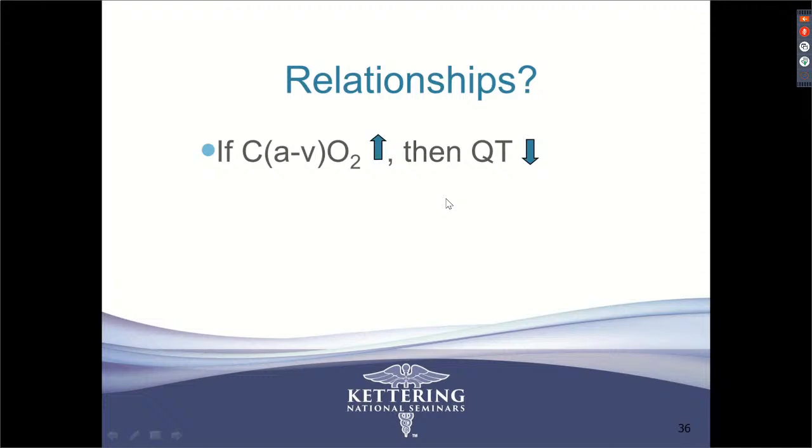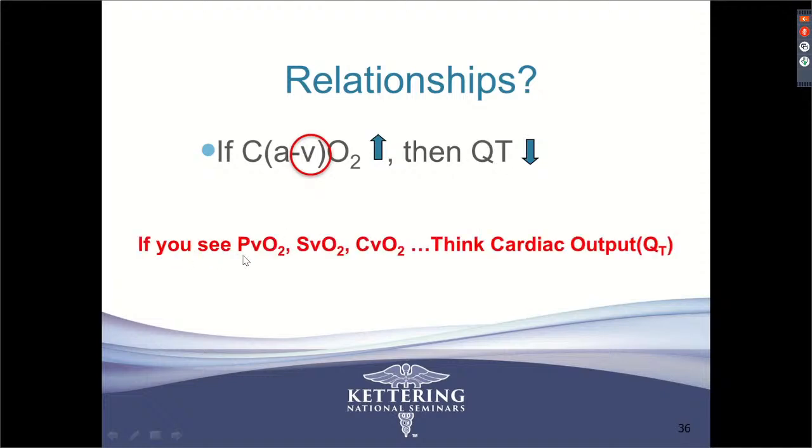So that's different than the CvO2 and the SvO2. SvO2 and CvO2 have a direct relationship with cardiac output. So they go in the same direction, but this one goes the opposite. So here again, make sure you remember that venous values relate to cardiac output. And anytime you see something that has a PvO2 in it, an SvO2 in it, or CvO2, you need to be thinking cardiac output.